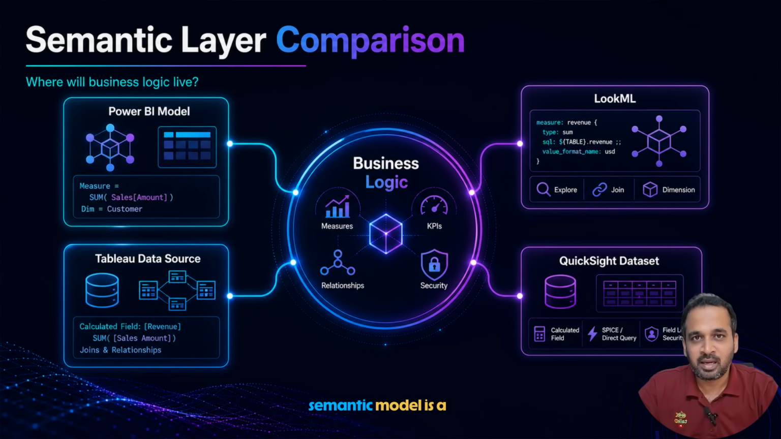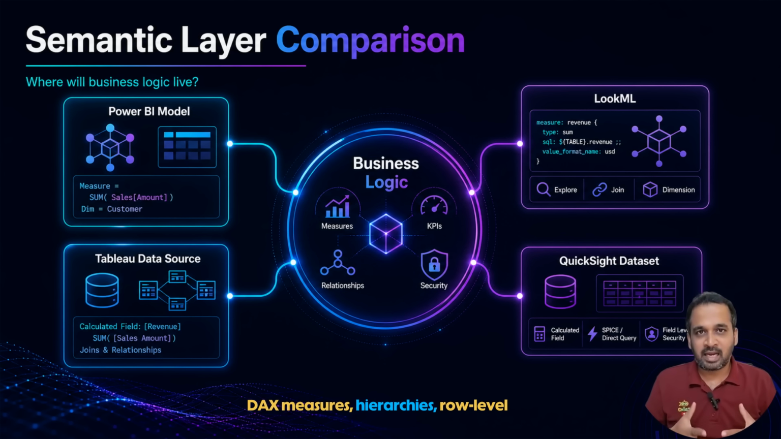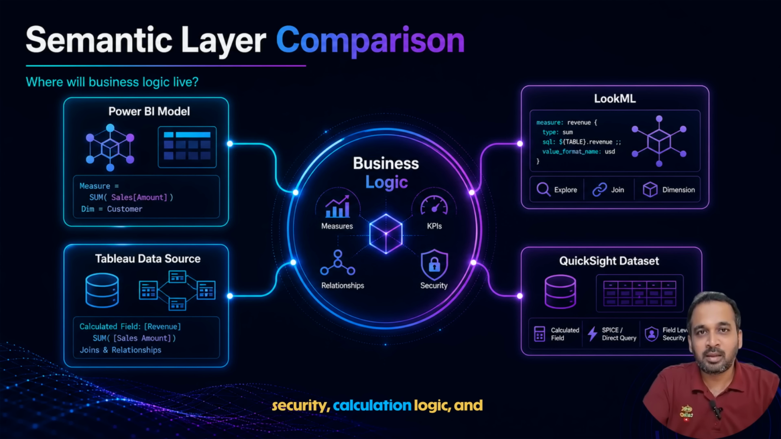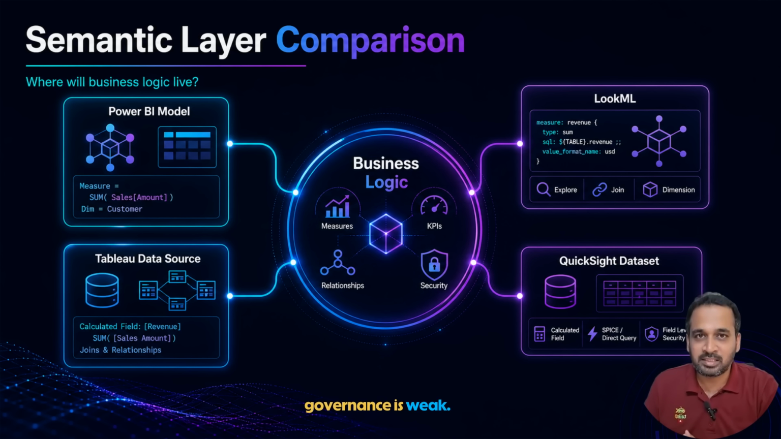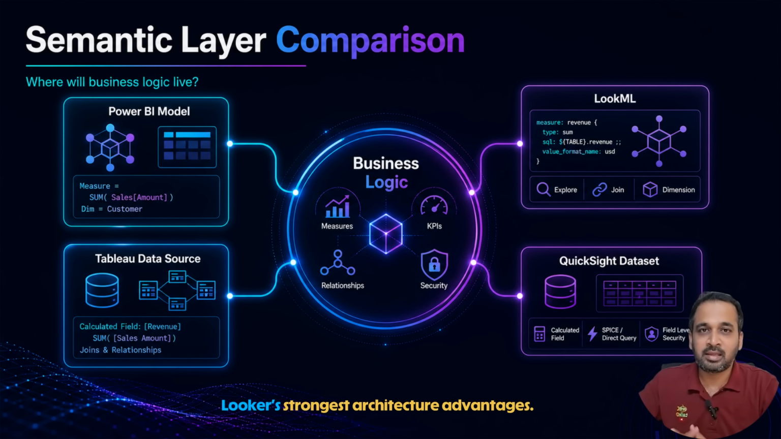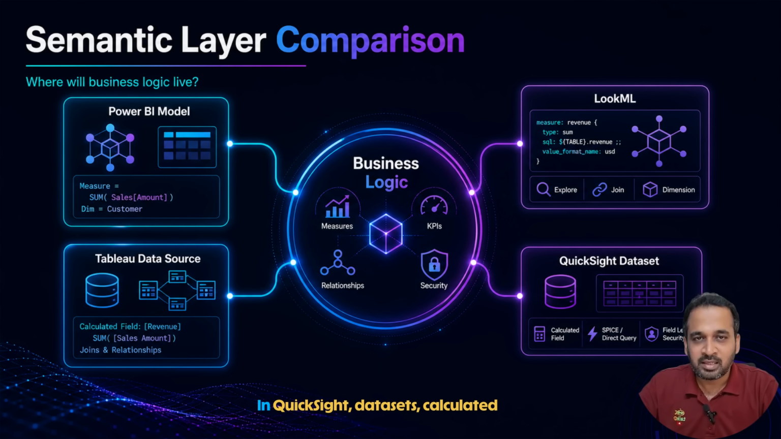In Power BI, the semantic model is a major strength. You can define relationships, DAX measures, hierarchies, row level security, calculation logic, and reusable models. In Tableau, semantic reuse can be handled through published data sources, data models, certified content, and governed project structures. But workbook level logic can still become scattered if governance is weak. In Looker, the semantic layer is central. LookML allows business logic to be defined in a code-driven, governed, reusable way. This is one of Looker's strongest architecture advantages.